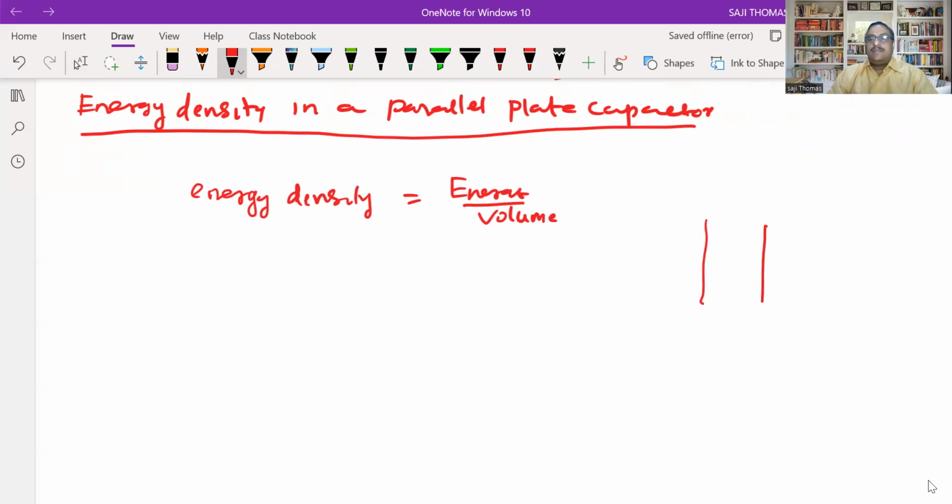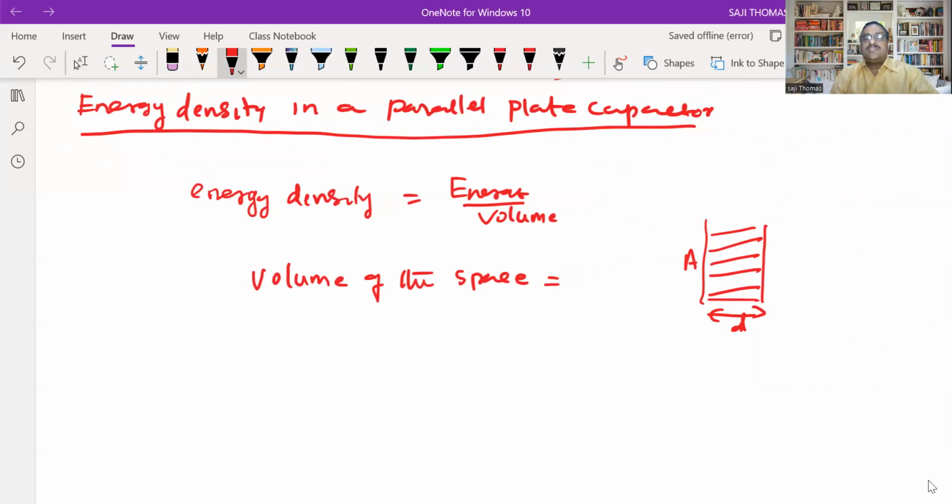This is the parallel plate capacitor. This is the D distance. If A is the plate area, so what will be the volume of this space? This space is cylindrical. So base area into height, that equation we can use. So volume of the space between the plates. What is the equation? Base area into height. Height is D, base area is A. So what is energy density?